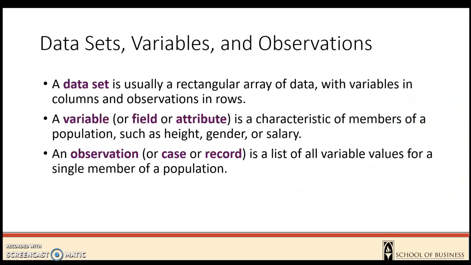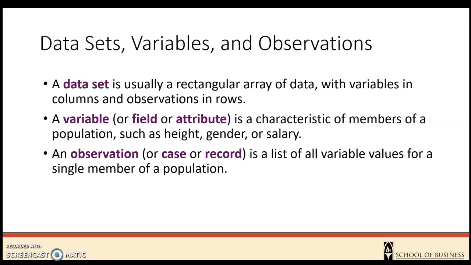So other definitions, we've got a data set. Now a data set is usually a rectangular array of data, which means that we have rows and columns. Variables will be in the columns, observations will be in the rows. So what's the difference? A variable, also called a field or an attribute, is a characteristic. It's something that you measure from your population. Height, weight, eye color, salary, just something that you're going to measure.